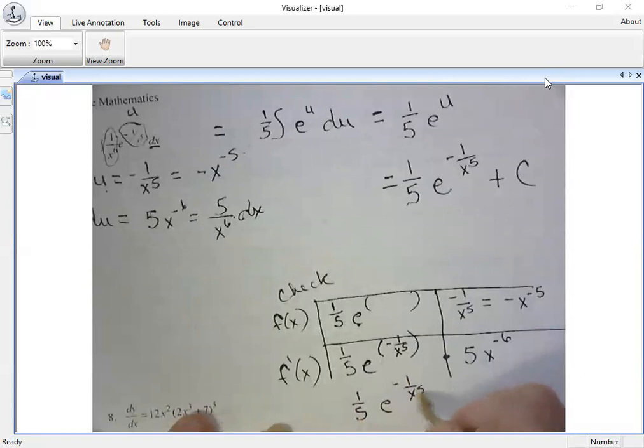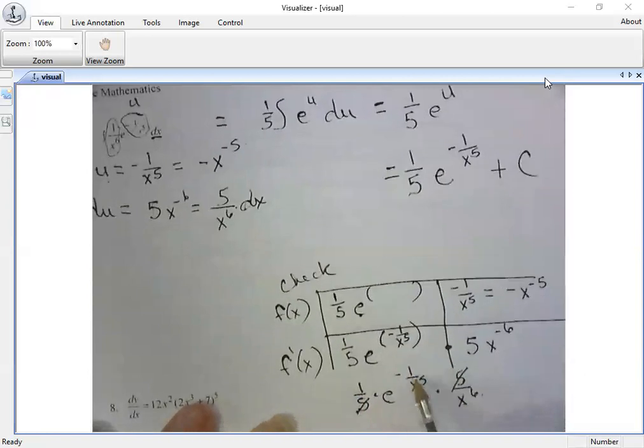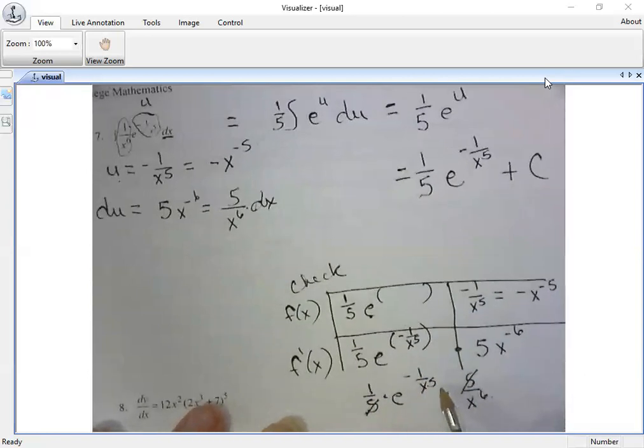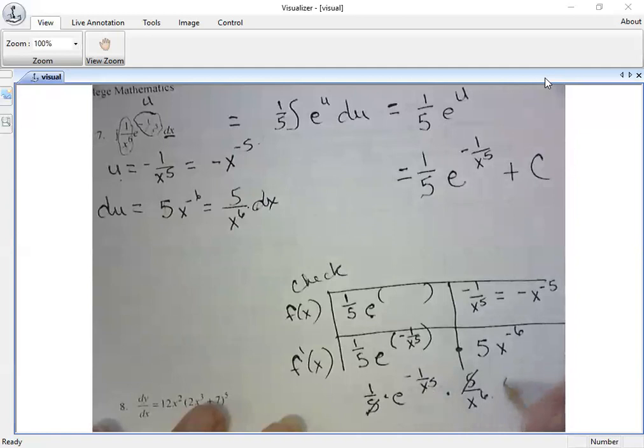5x to the -6, which is the same thing as 5 over x to the 6th. And what happens if you have a 5 on top and a 5 on bottom? They cancel. And that leaves me with 1 over x to the 6th times e to the -1 over x to the 5th. And isn't that what we started with? So it checked.